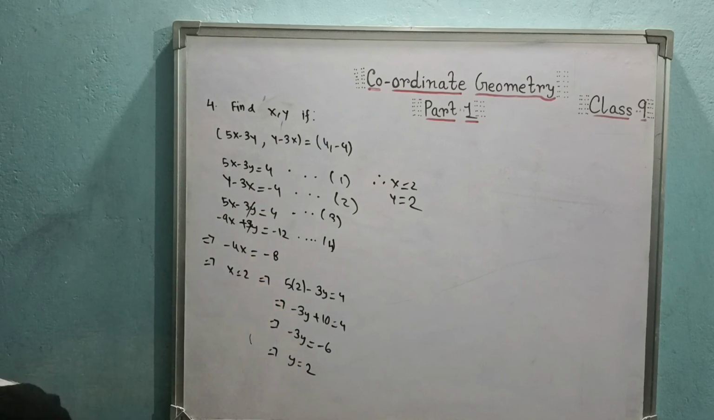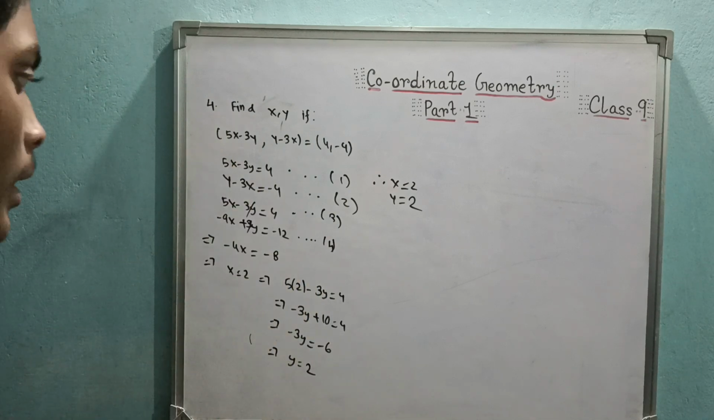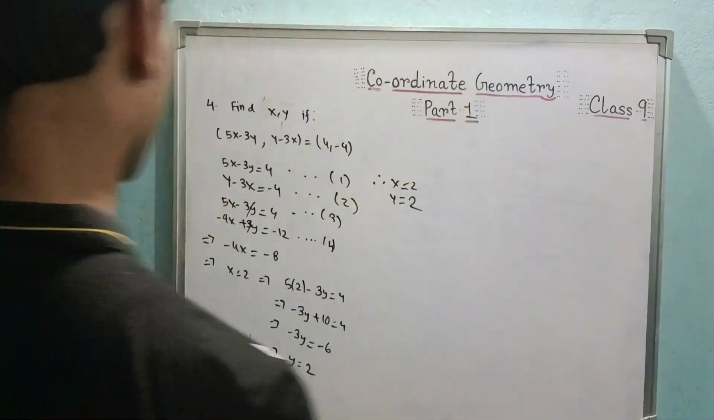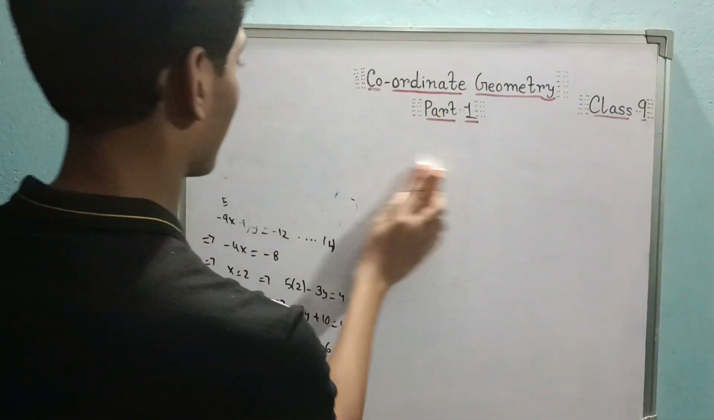Substitute the value of x in equation 1. You will get 5 into 2 minus 3y equal to 4, 10 minus 3y equal to 4, minus 3y equal to minus 6, y equal to 2. Easy. So x equal to 2, y equal to 2. If they ask what is the coordinate (x, y), it is (2, 2). As simple as that.